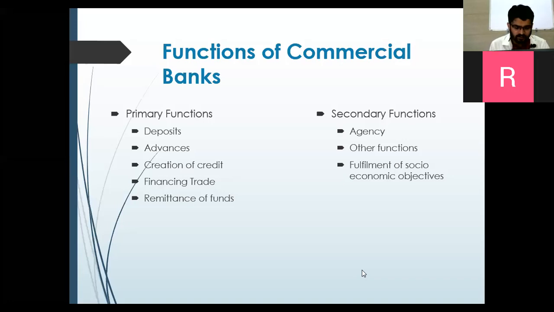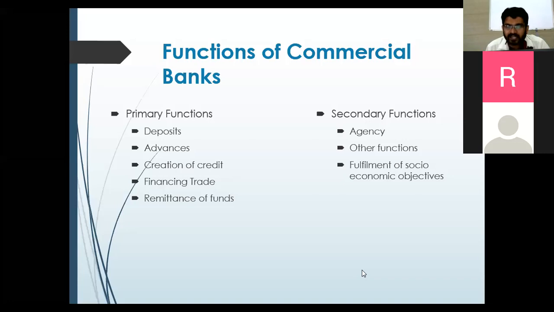So in the previous class, if you remember, we had started with the functions of commercial banks where we discussed the primary functions. There are two types of functions, primary functions and secondary functions. We have already discussed the primary functions, which talk about taking of deposits and giving of loans and creation of credit, then financing the trade and remittance of funds, transfer of funds. Those are the primary functions of any commercial bank.